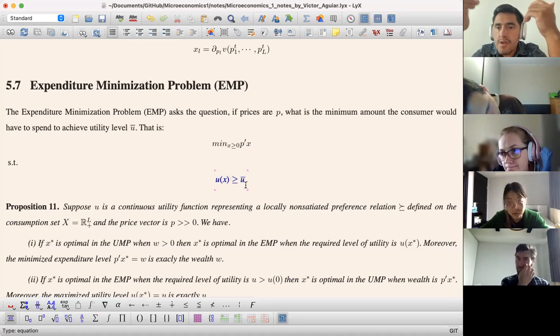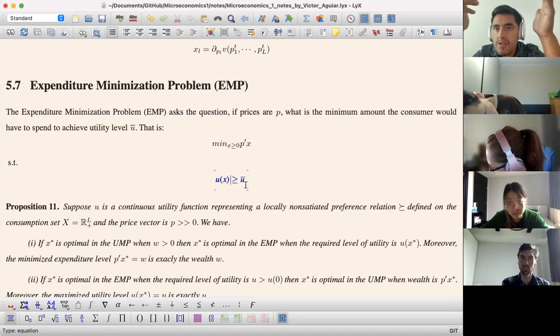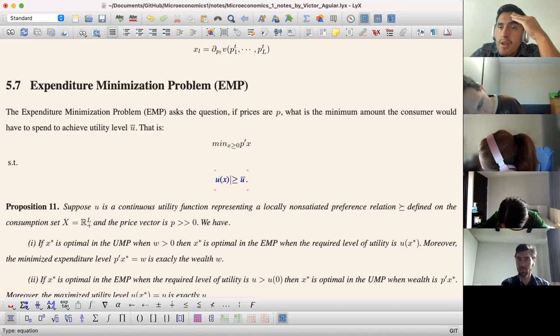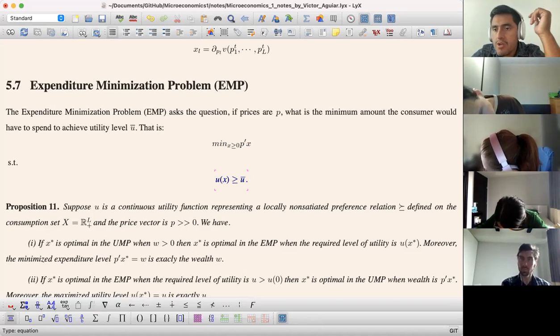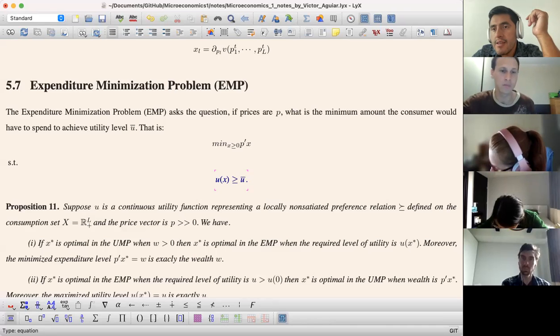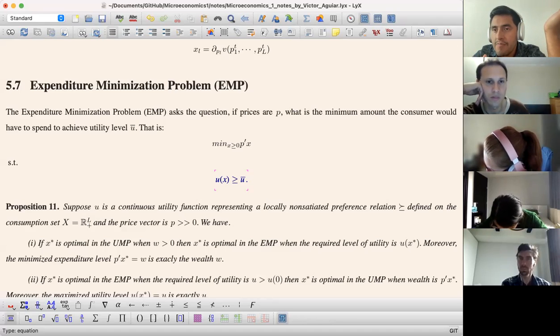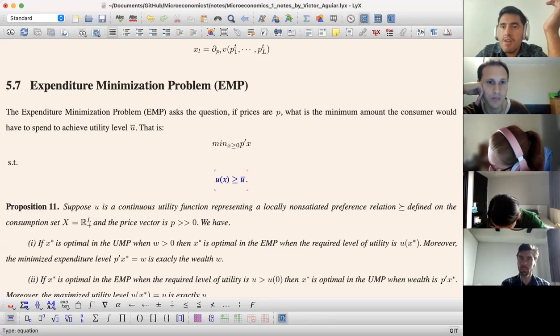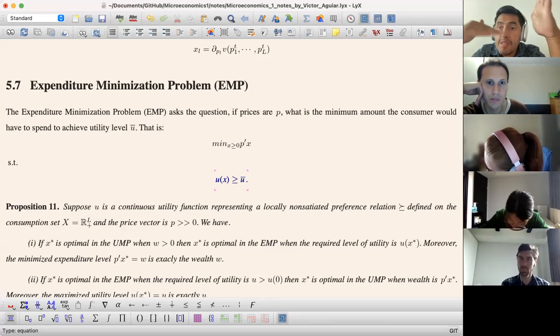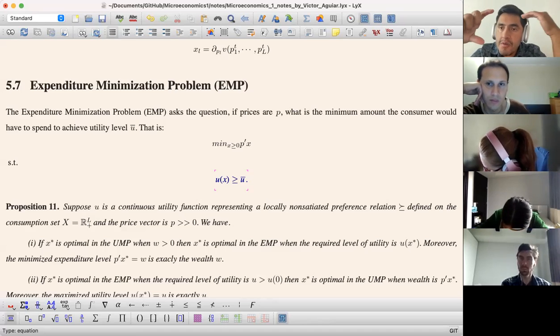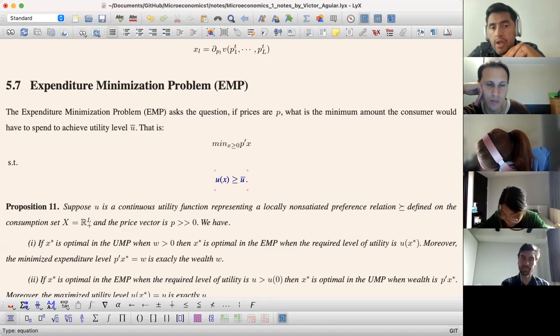Where you give the consumer a target utility, and then you ask the consumer to minimize the expenditure to satisfy that target utility, okay? Now, this problem is called the dual of the consumer maximization problem, because in the consumer maximization problem, you instead give the consumer a budget, a constraint, and ask them to maximize utility. And in this case, instead, you give a target utility, and you ask them to minimize the budget. So essentially, this is the mirror image of the utility maximization problem, okay?